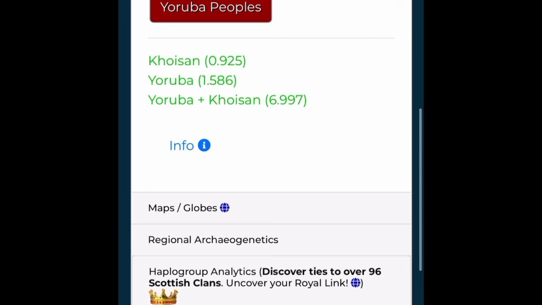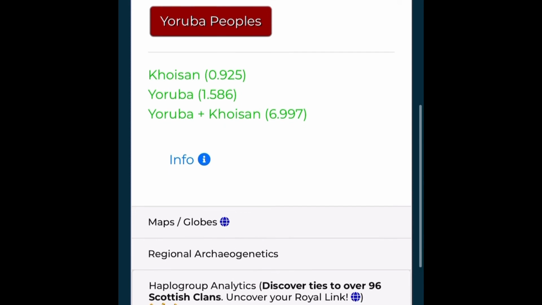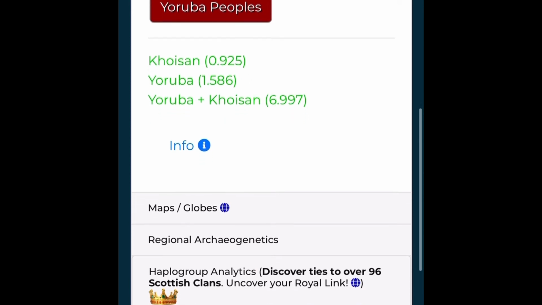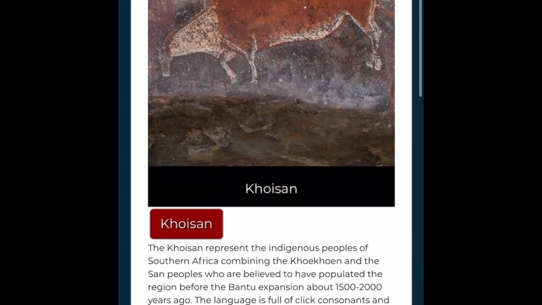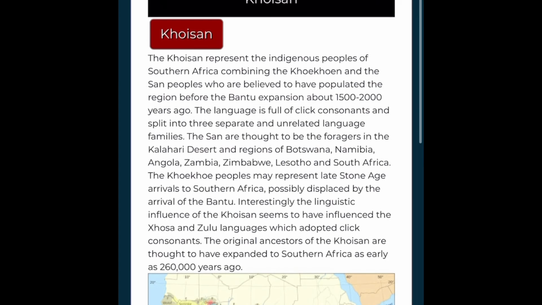Genetic distance measures how close you are to a given sample. So 10 means this is your ancient ancestry. 20 means this is part of your ancestral link. 30 means possibly related to your ancestry. And when you click on the Khoisan button, they give you more information.